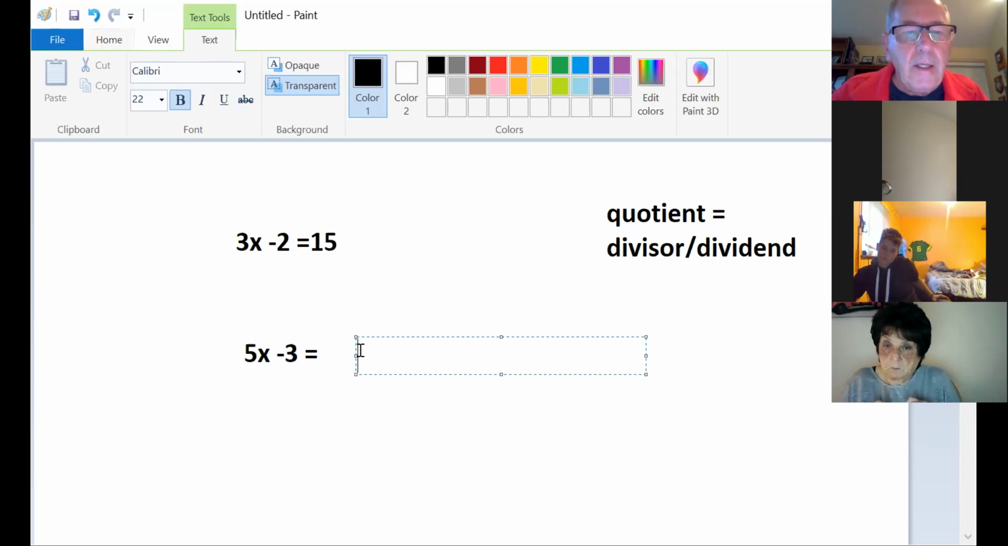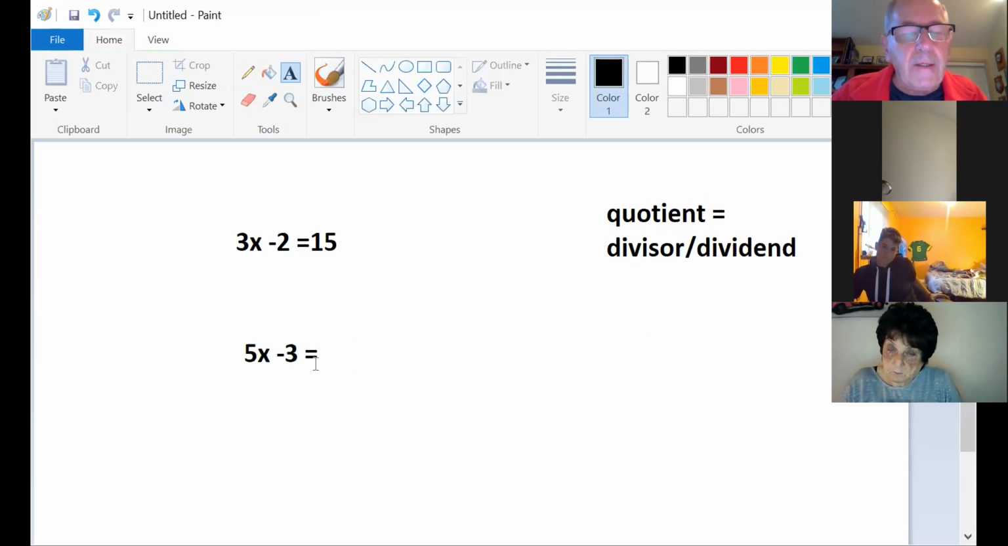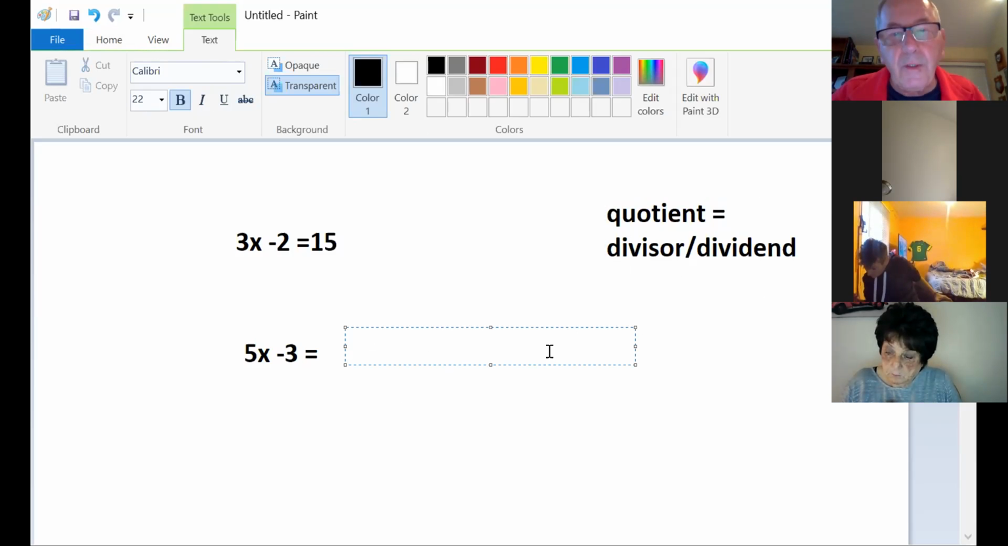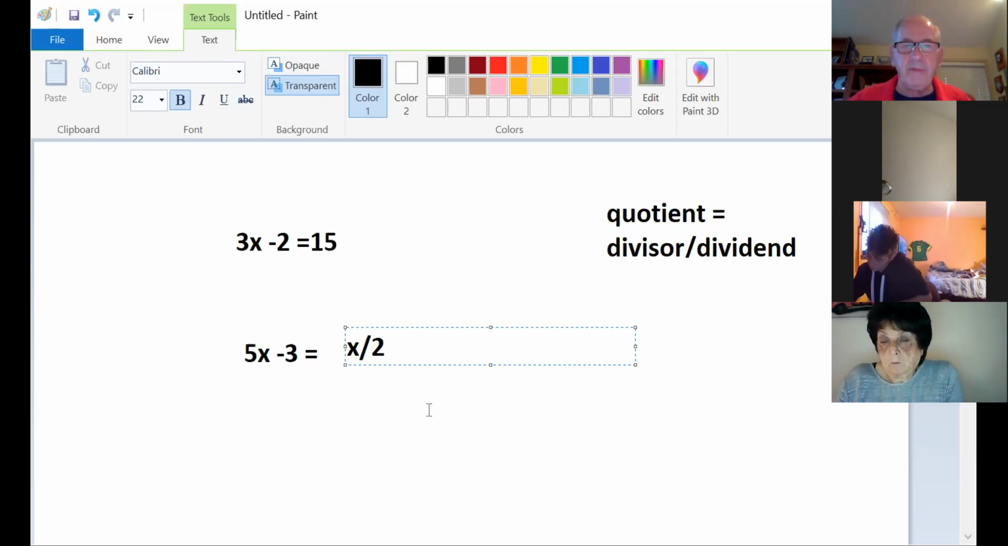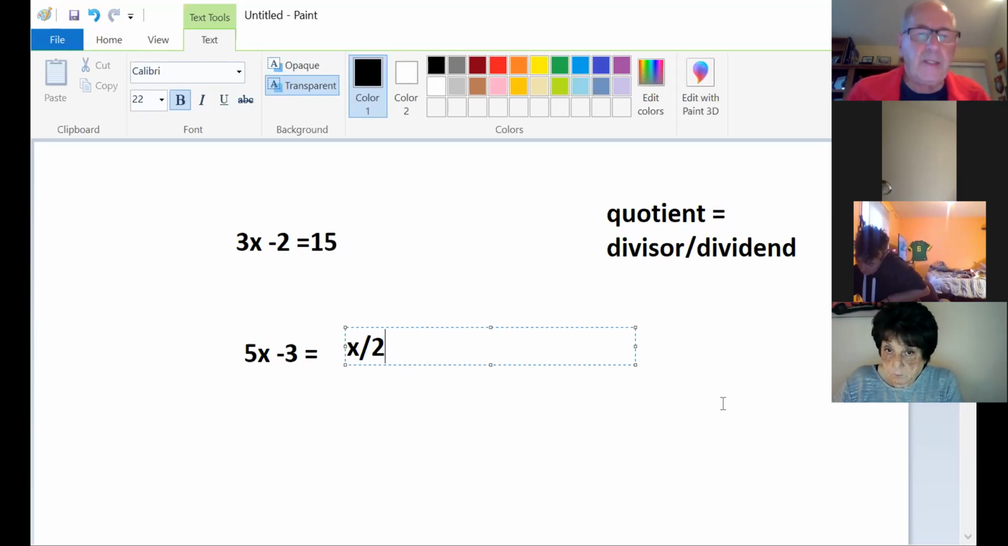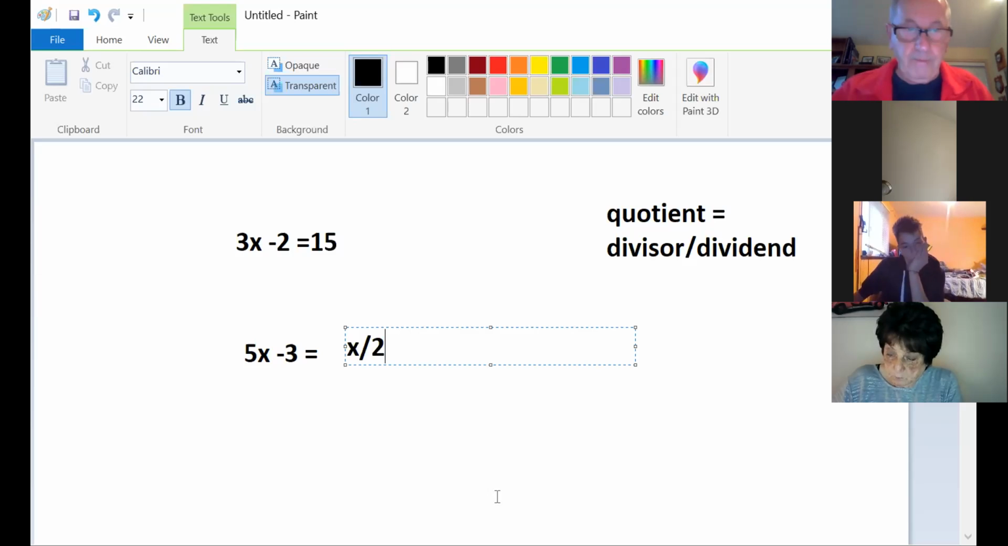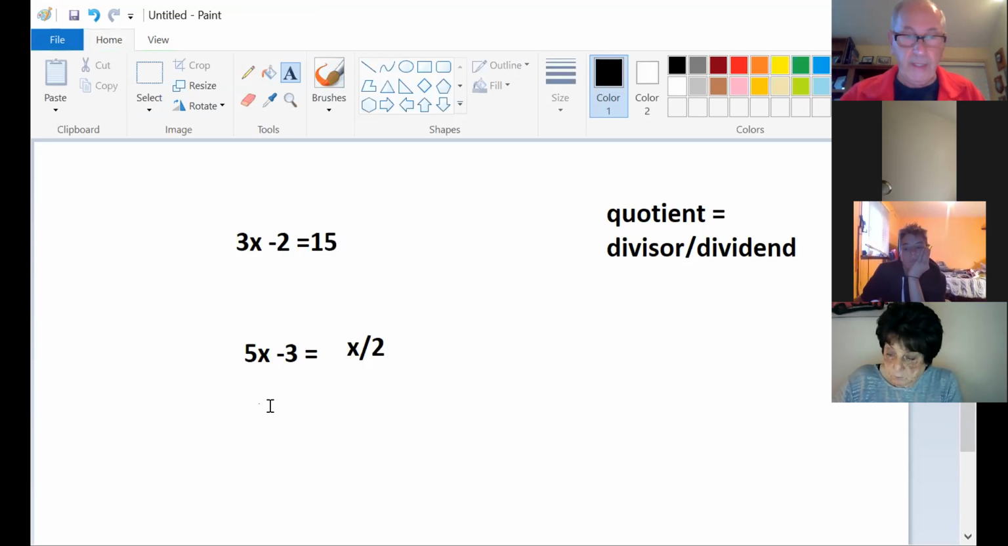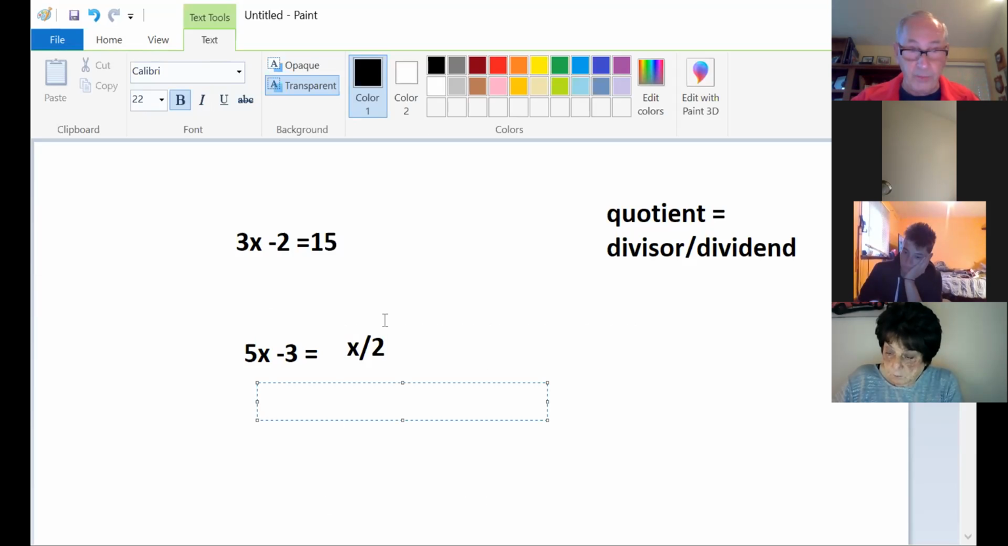So I said the difference between 5 times the number and 3 is equal to the quotient of the number and 2. That would be x divided by 2, because it's the divisor divided by the dividend. In this case, the divisor is x, the dividend is 2. So I'd say 5x minus 3 is equal to x over 2. Then the next step would be to solve for it, but I'm not asking you to solve for it. I'm just asking you to write the expression.